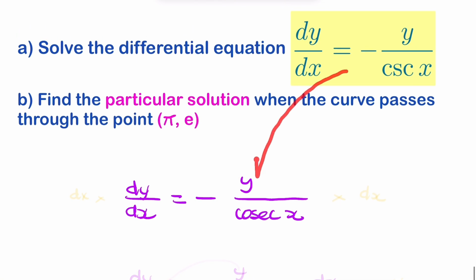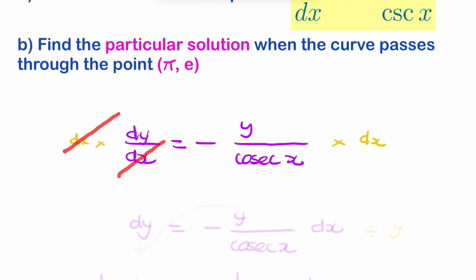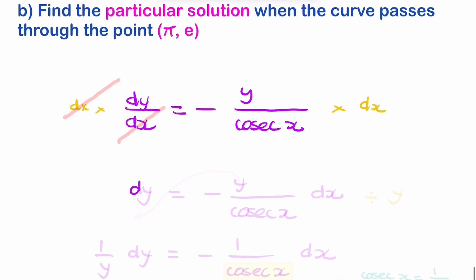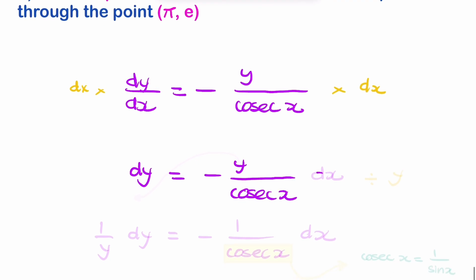So the first thing we do is write out cosecant the way we are familiar with, then multiply both sides by dx. We do that so that we have the dx with the x on the same side of the equal sign and the dy with the y. I'm also going to divide both sides by y so that I have the y on the same side as the dy. So what I'm trying to do is separate the variables. So it's called separation of variables, and it's called a separable differential equation.